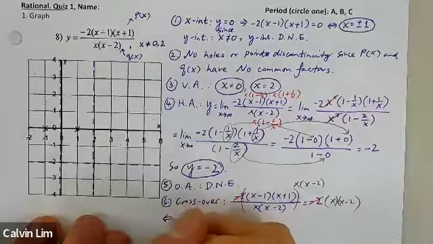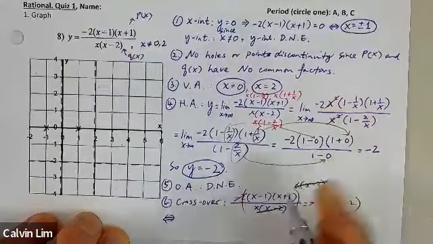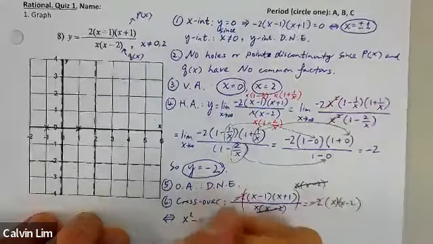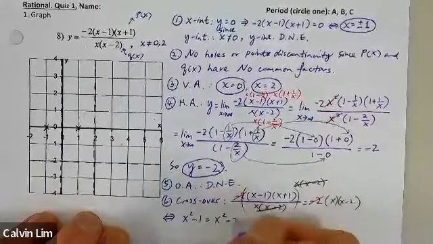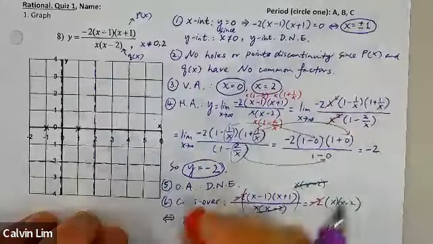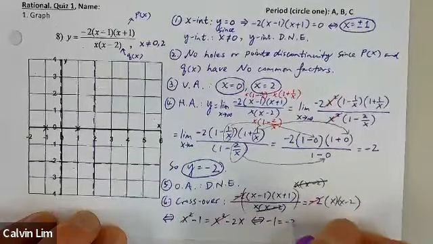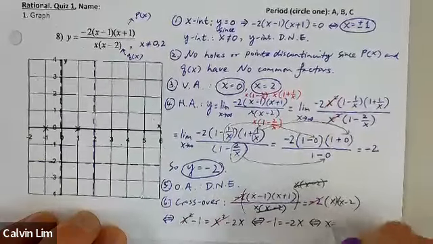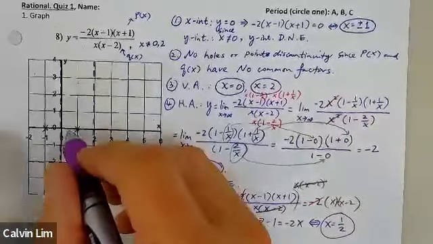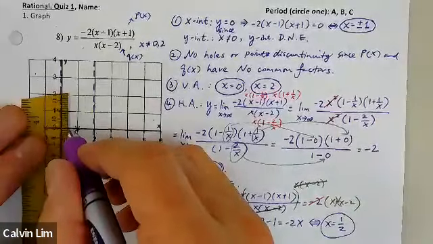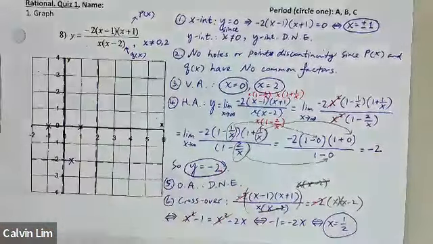So this will be gone, and now I can distribute that. That is just a difference of squares, and then the right side is just x squared minus 2x. Subtracting x squared from both sides gives me -1 equals -2x. Solving for x gives an x value of 1/2. So right here, that's the point of intersection between the horizontal asymptote and the curve.